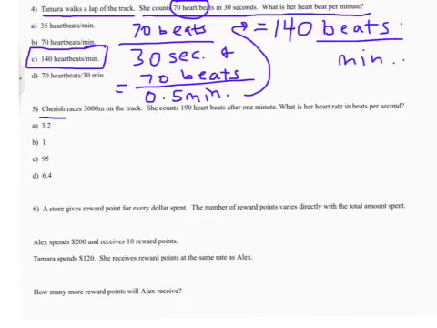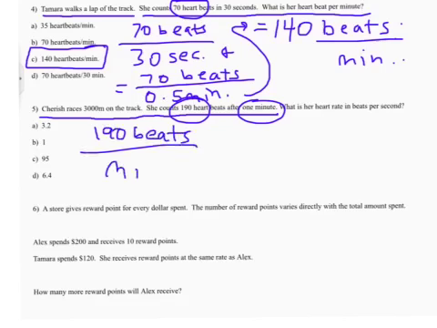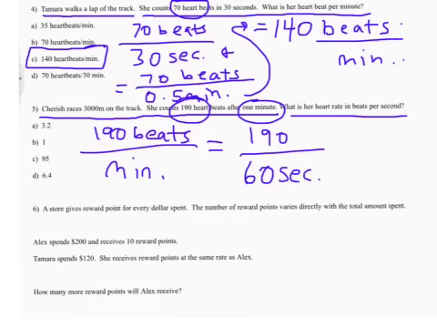Question 5. Cherish races 3,000 meters on the track. She counts 190 heartbeats after 1 minute. So let's look at that. We've got a rate there of 190 beats per minute. They want to know, what is her heart rate per second? Well, we can write 190 beats per minute as 190 beats per 60 seconds. And now we have the capability of finding the beats per second just by punching in 190 divided by 60.